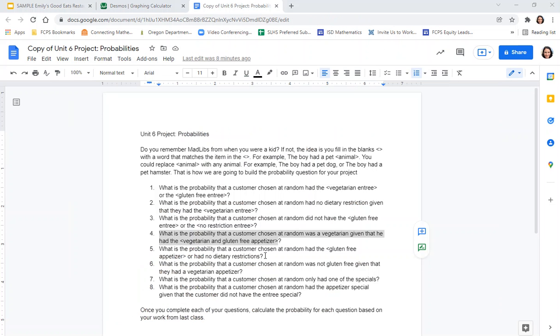All right, moving on to question 4. The question's about appetizers, so we have to switch to the two-way table. What is the probability a customer chosen at random was vegetarian given that he had the vegetarian and gluten-free appetizer? So this is another conditional probability.